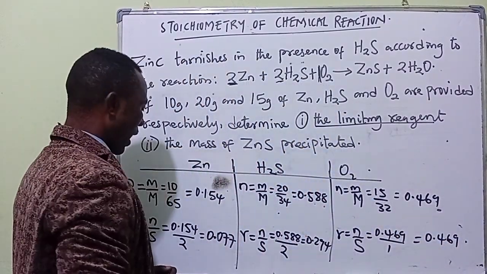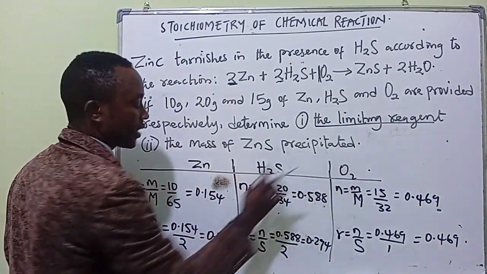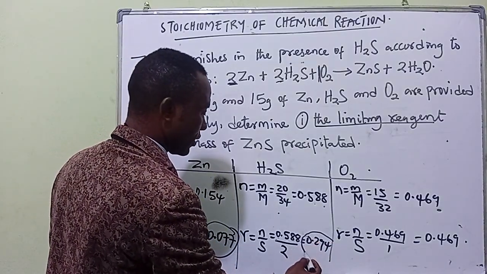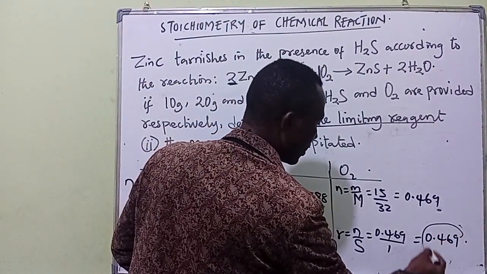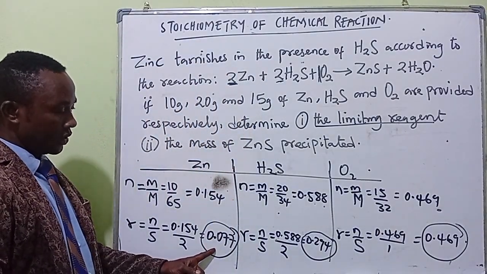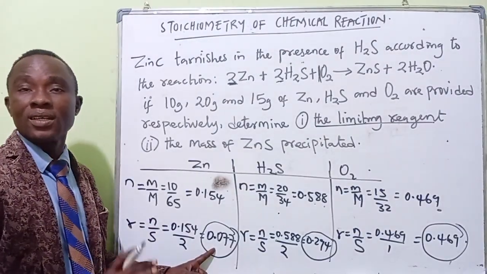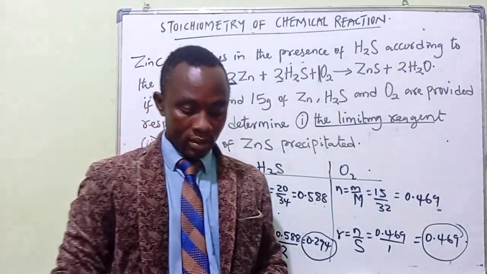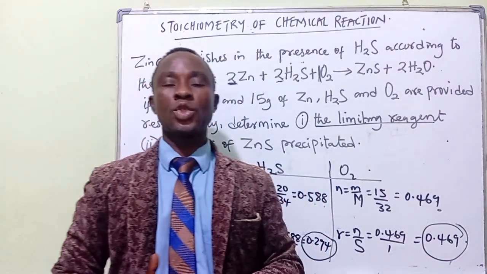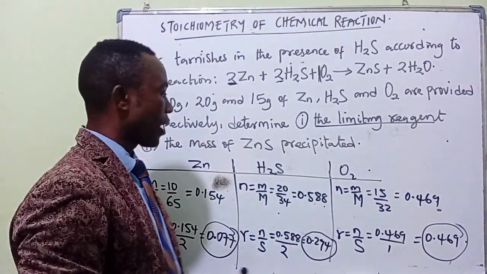0.469. Now look at the ratio of mole for the three of them: zinc, hydrogen sulfide, and oxygen. For zinc is this, for hydrogen sulfide is this, then for oxygen is this. Now compare the three of them, which one is smaller? This is what is smaller. So the ratio of mole for zinc is smaller. What it simply means is that zinc is the limiting reagent. The limiting reagent is the reagent with the smallest ratio of mole. And remember that ratio of mole is number of mole over stoichiometric number of mole.